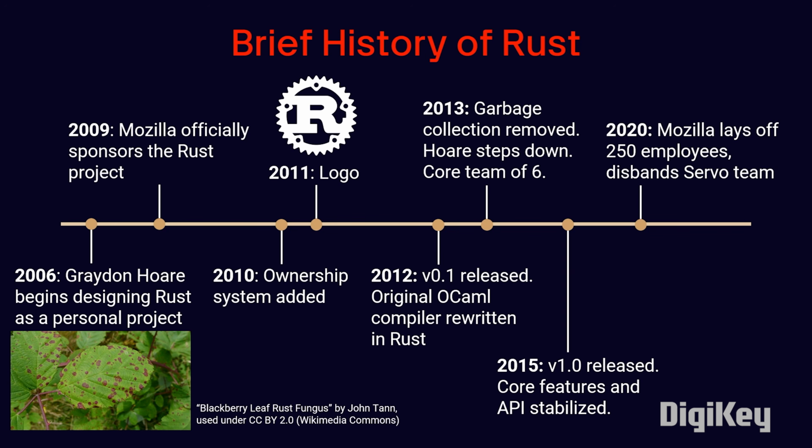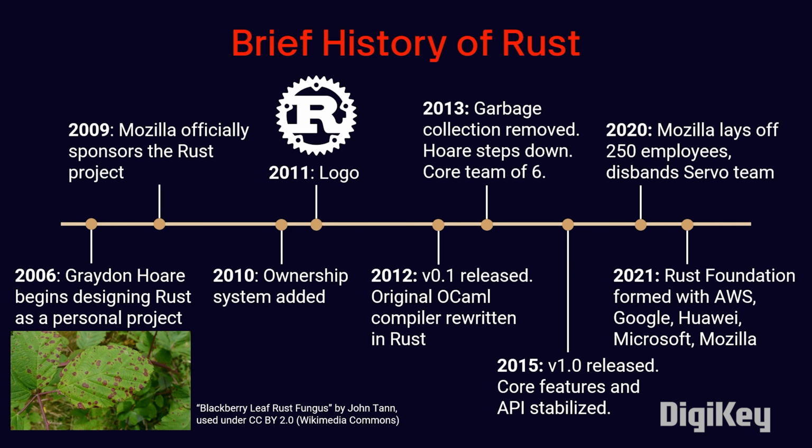Luckily, the Rust team was able to generate enough interest in Rust that a full foundation formed in 2021, consisting of Amazon Web Services, Google, Huawei, Microsoft, and Mozilla. The Rust Foundation provides funding and oversight for the various Rust teams who implement and maintain various parts of the language and associated toolchains. As you can see, Rust has been around for a while, and it's still quite actively maintained. Let's examine a few reasons you might consider using Rust in your next project.